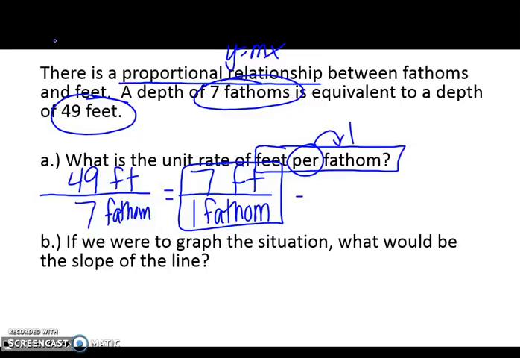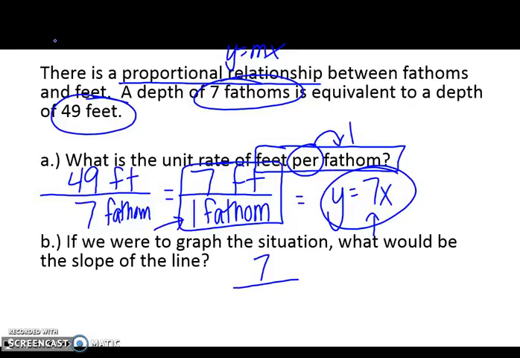So guys, they didn't ask us to write the equation, but we could write the equation for this. y = 7x. So if we were to graph this situation, the slope of our line would be the same thing as our unit rate. So our rise would be 7 over our run of 1. So that means on the y-axis, they would count up by 7s. And on the run axis, they would count by 1s. Okay? Again, if you need to go back, you always can.